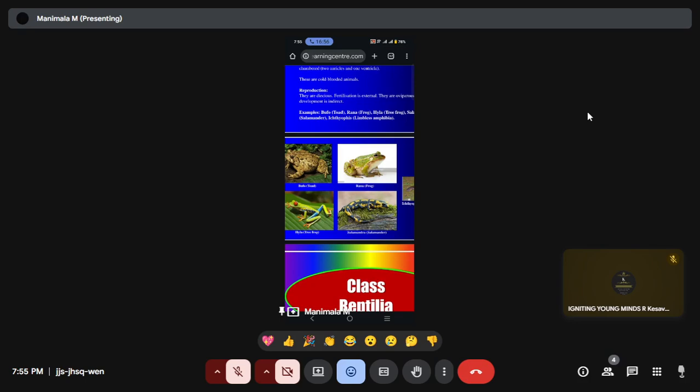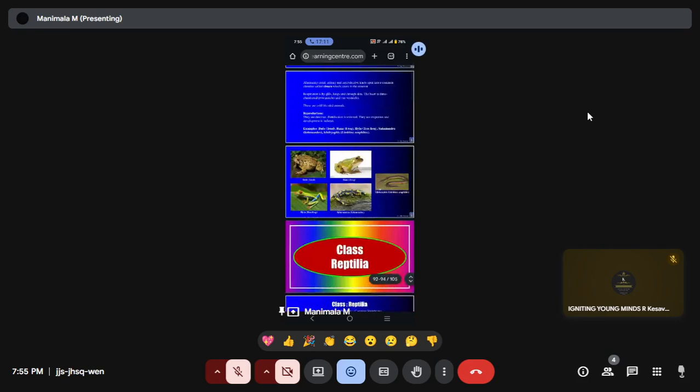Through gills, through lungs, and through skin. Respiration takes place with the help of these three. Can you give me an example of tailless amphibians?